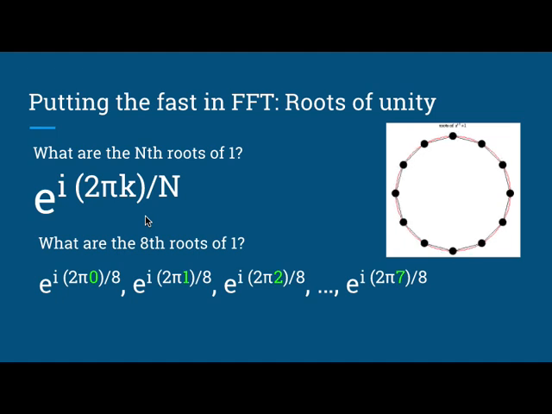Not exactly. There's no easier way to write this out. This is the most compact way to write out the nth roots of unity. If you plug in 8 here, and say that k goes from 0 to 7, that generates all the 8th roots of unity. Did I get the question right?